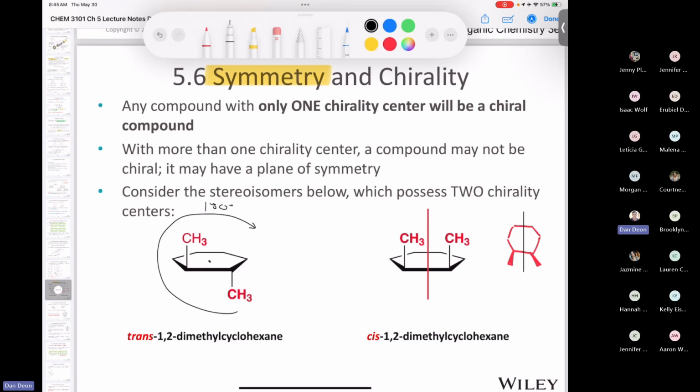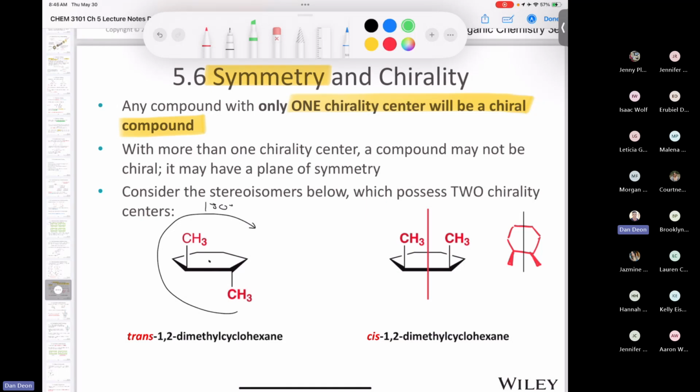Anyhow, let's take a look at what it says here in the slide. It says any compound with only one chiral center or one chirality center is going to be a chiral compound. So that's just the definition. If you've got one chiral center, your compound is chiral. End of story. So you might be thinking, oh boy, where is he going with this? Because what he's trying to say is that if you have more than one chirality center, the compound might not be chiral. The answer is yeah, absolutely. Okay. So check this out. If you have two chiral centers, sometimes the compound may not be chiral overall.